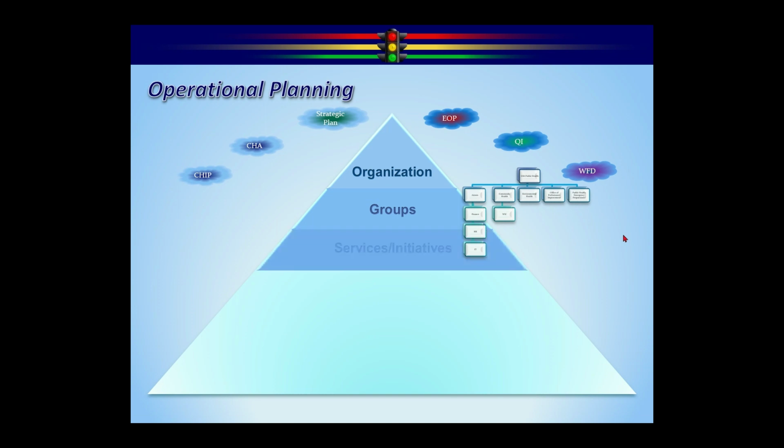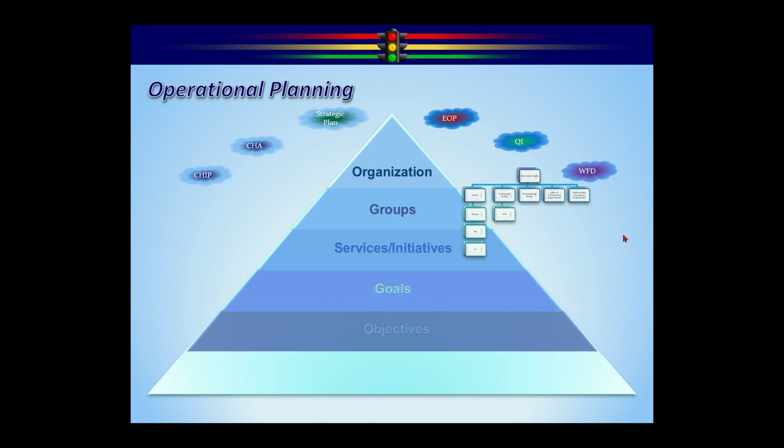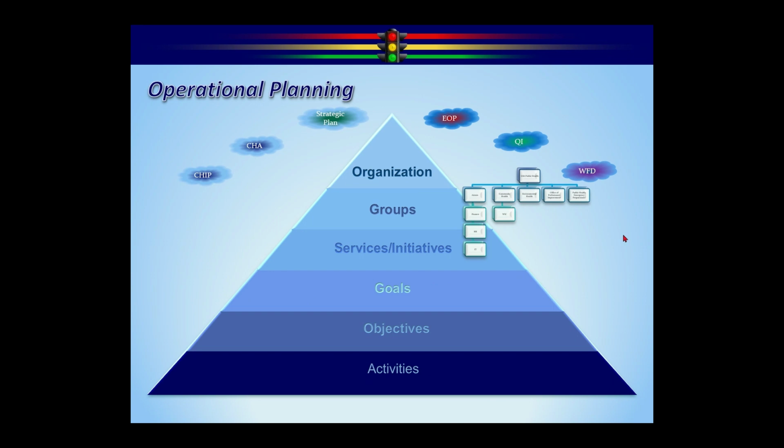Underneath the group, then, you have what we call services or initiatives. So each group is comprised of a set of services. What does this group provide to the organization or to the community? Or initiatives, which are what does this group want to provide in the future? Each service or initiative then has a set of high-level goals. Each high-level goal has a set of SMART objectives, and we'll get into more detail on that in a minute here.